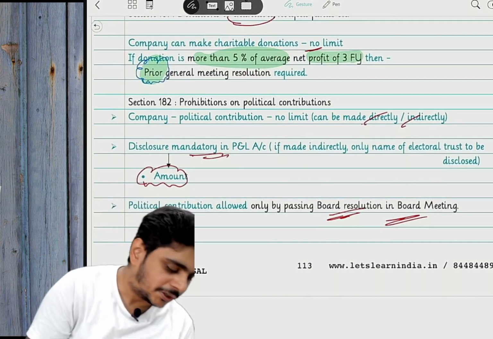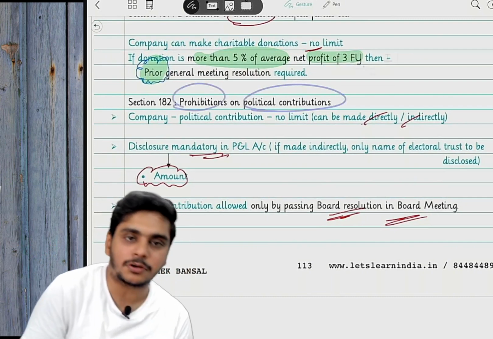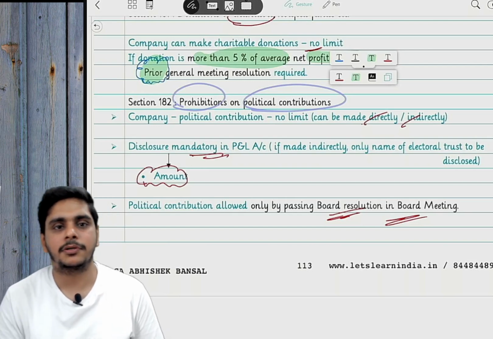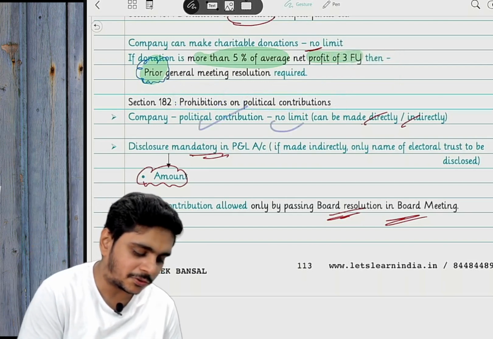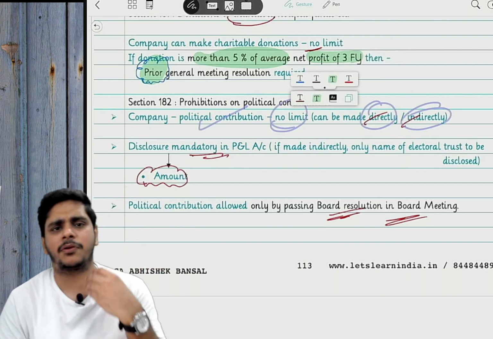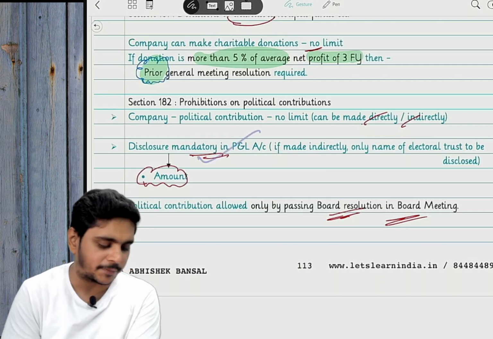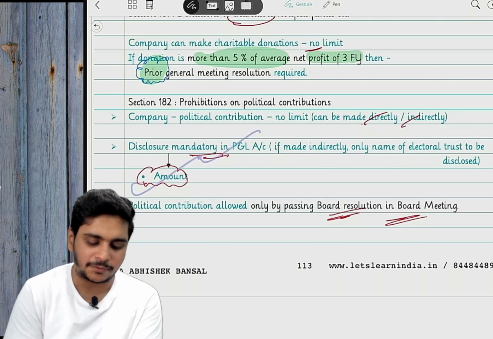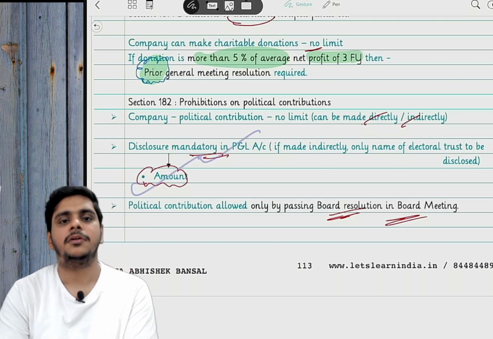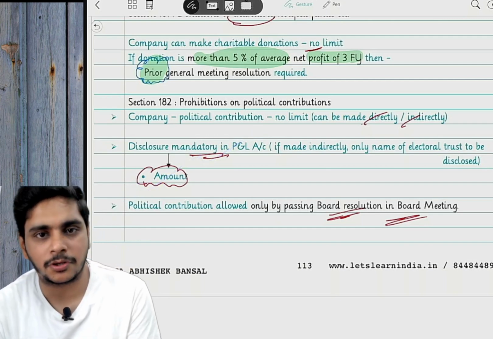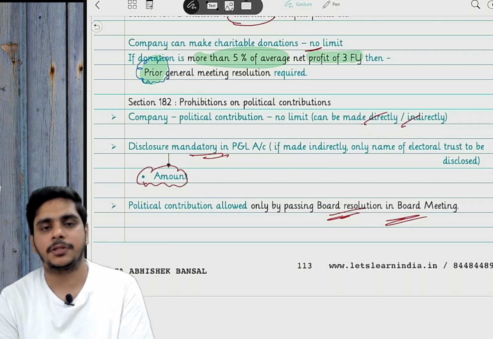Section 182 deals with the political contribution. A company can make political contribution, whether directly or indirectly, with no limit. Whatever money you want to give, no limit. Disclosure is mandatory in the P&L account. You have to state the amount of the political contribution, how much you are giving, in the P&L.